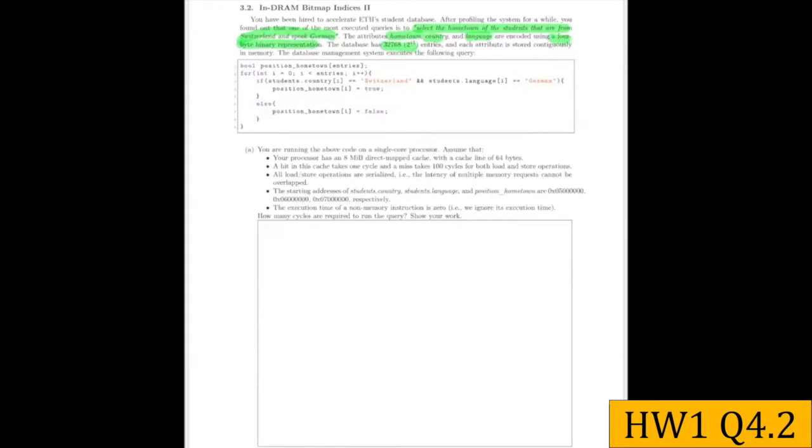It checks if the student is from Switzerland and if the language is German, and then if it's true, it assigns true to the position in the hometown array, and if it's false, it assigns false to the position in the hometown array. So in the first part of the question, it says that you're going to run the above code on a single core processor, right? And there are many assumptions about this processor.